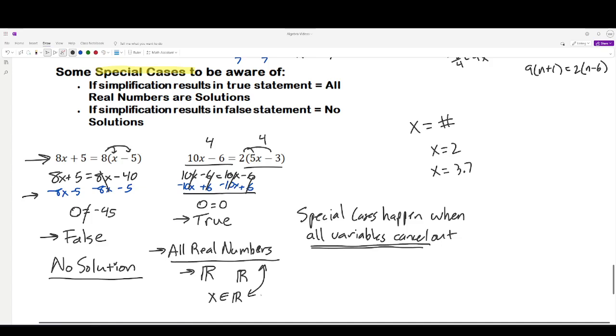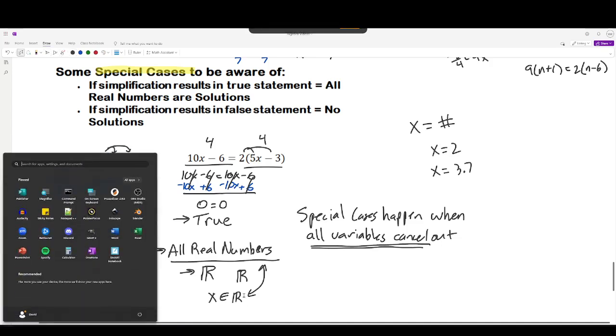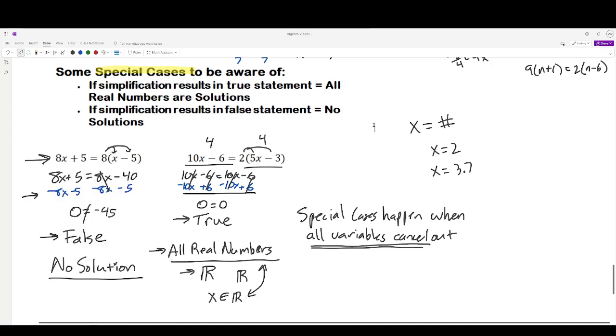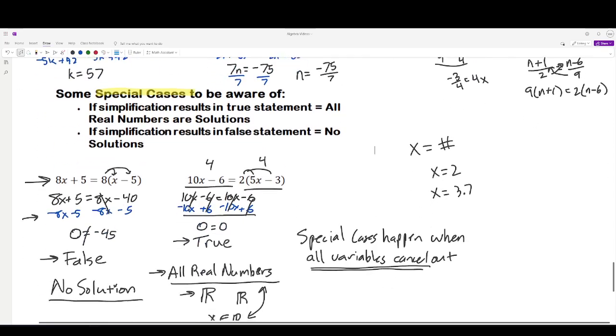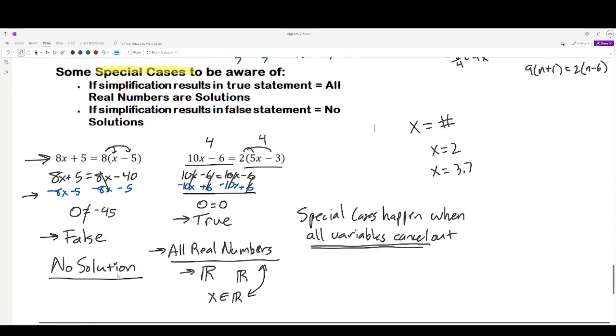So those are our 2 main new topics to watch out for in algebra that you haven't seen in previous years. So we had cross multiplication, and we had special cases where all the variables cancel and we end up with no solution or all real numbers as solutions.